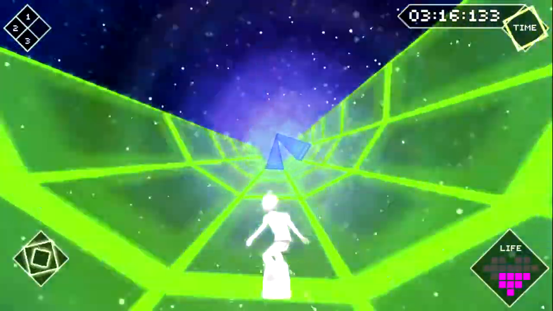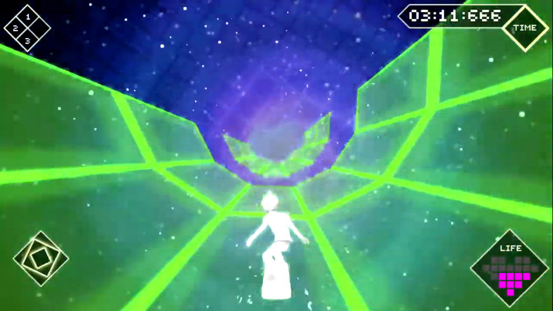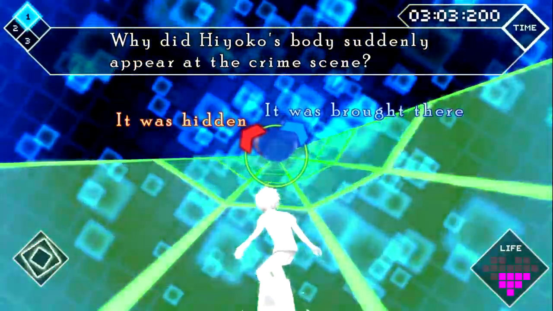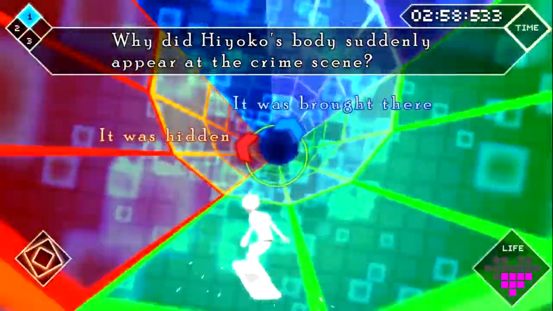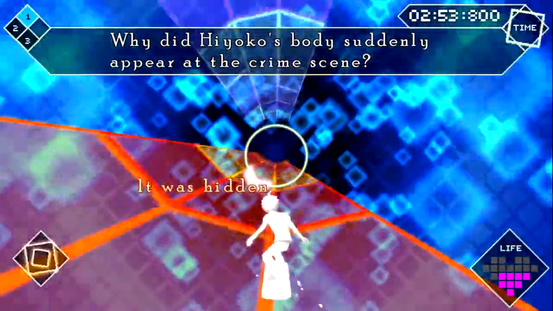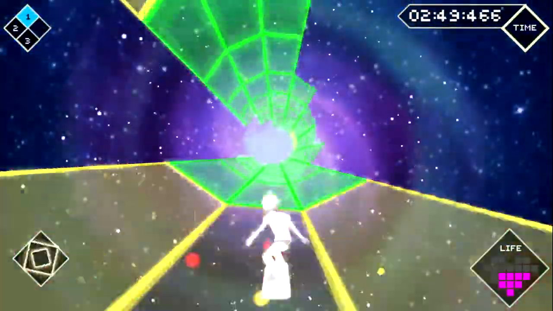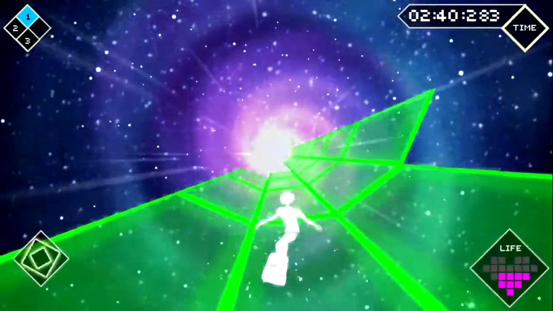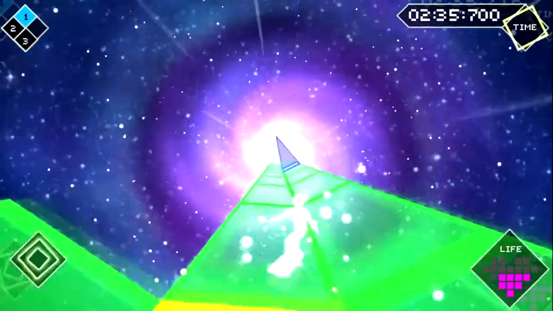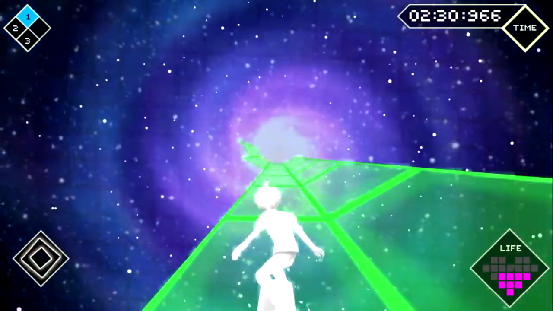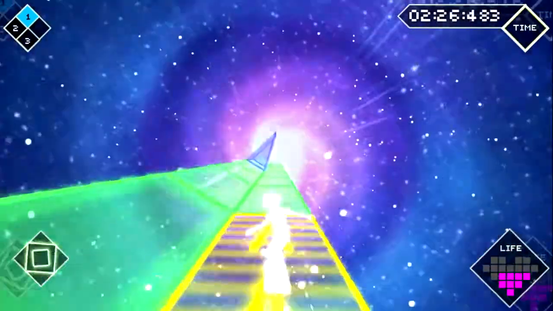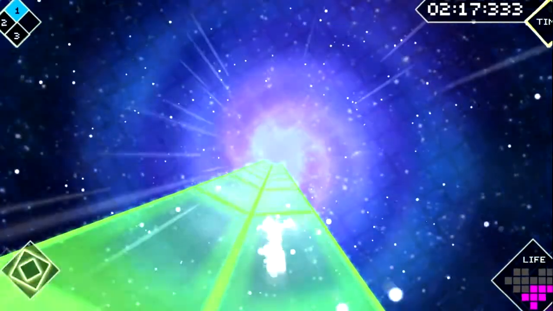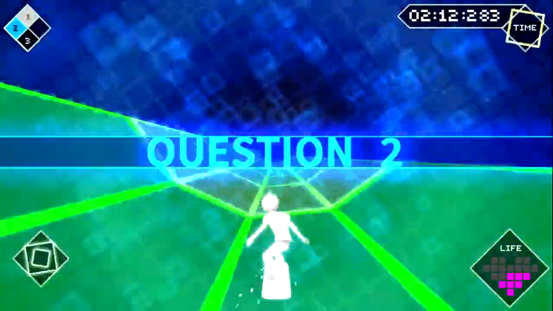I'm surprised we've had these two games already and not a rebuttal showdown yet. Question 1. Why did Hiyoko's body suddenly appear at the crime scene? Well, obviously it was hidden. It wasn't brought there. I wonder how many questions we're gonna have. I thought I dodged that. For some reason, perspective made me think it was a single row stretching into the distance. These aren't too bad. They can get bad though.